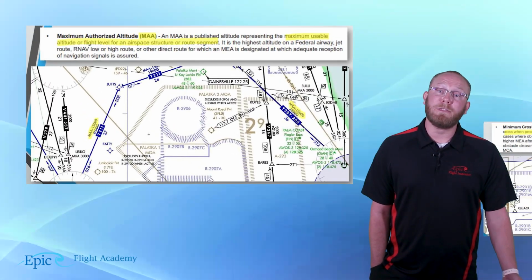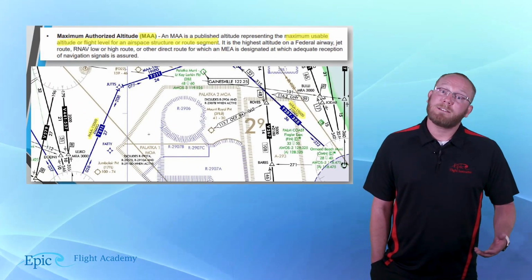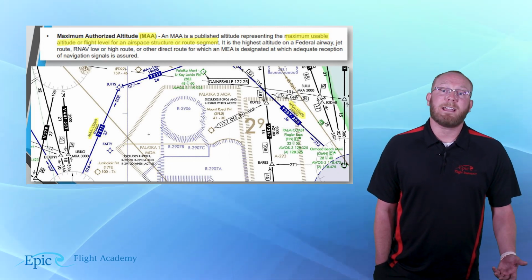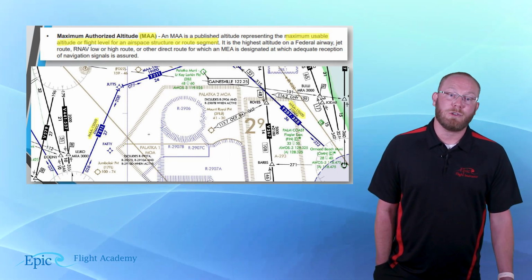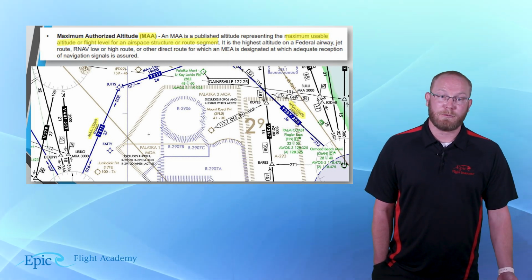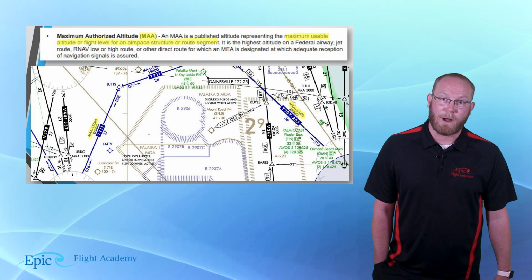The maximum authorized altitude. So on some of the charts, you'll notice there's an MAA. This is the highest altitude that you can use on that route. ATC will not approve anything higher than that route.